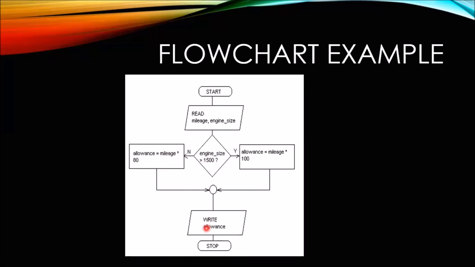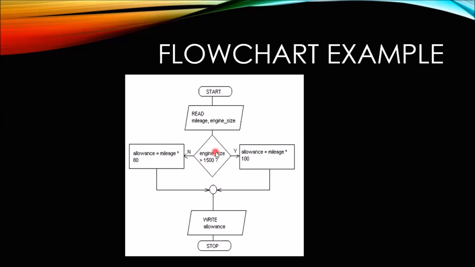So if the write allowance was underneath no, what it means is that this output would only occur if the condition is false. In the same way, if you connected it just to the yes shape on this side, it would only mean that this output would only occur if the condition is true. So what you do is you connect both shapes with your connector, and from your connector you're going to have your output, and then from that shape you will have your stop.